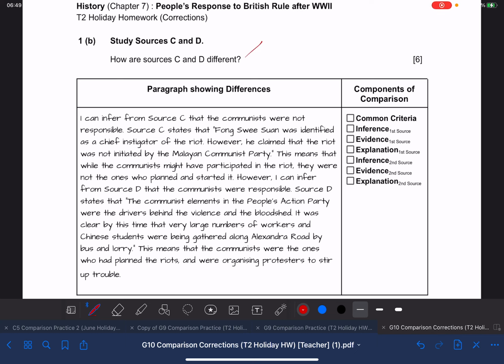Remember, they can be very different. That means two differences. They can be somewhat different, one similarity, one difference. Or they can be not different at all, they're completely the same. So two similarities. In this case, I'm telling you how they're different. Focus only on differences. Okay, focus only on differences.